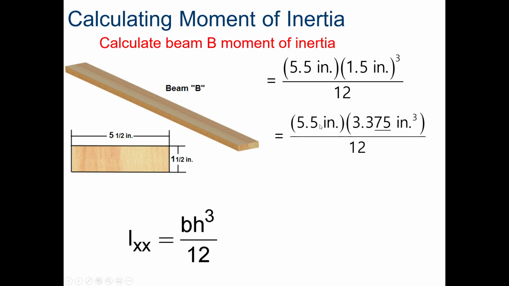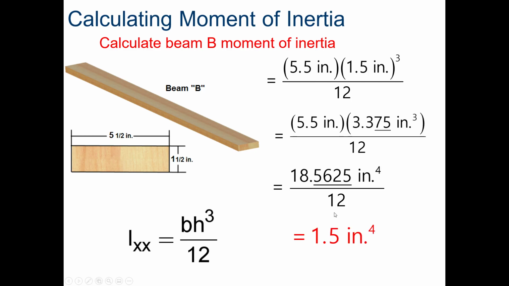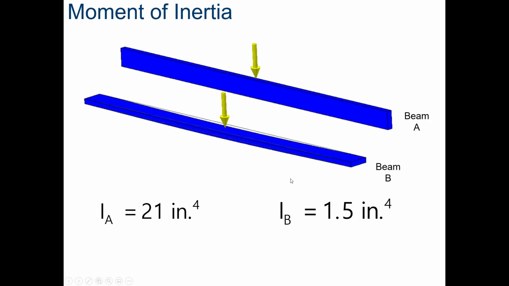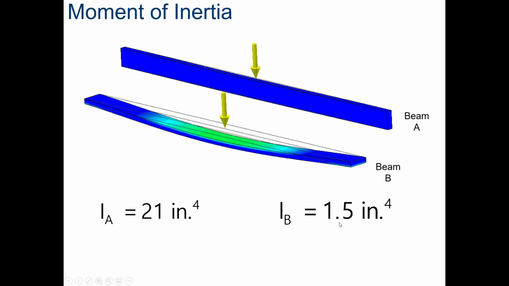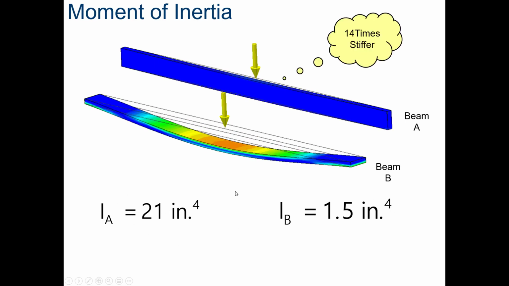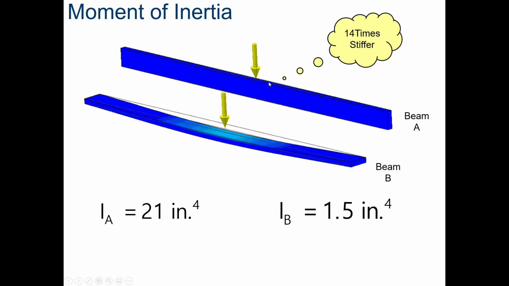Now let's take that number and times it by that number. 18.5625. Okay, let's take this number and divide it by 12. And that's our last step, and our answer is 1.5. Much weaker. Look at this. One is 1.5, the other one's 21 inches. This one's 14 times stiffer.